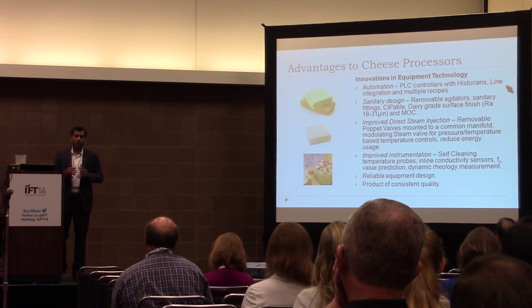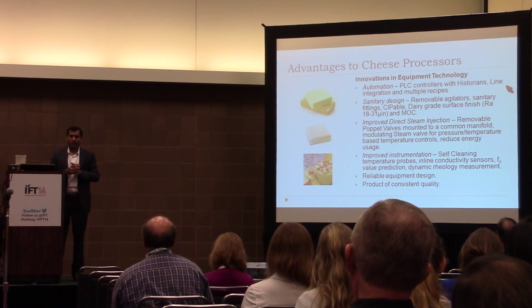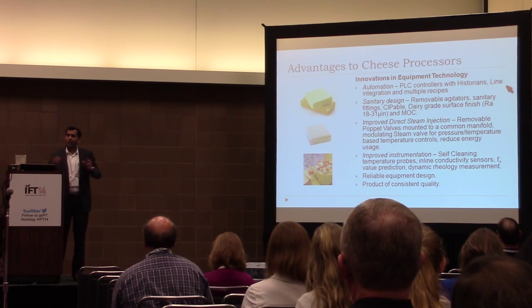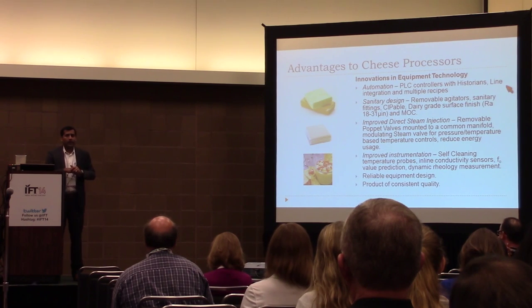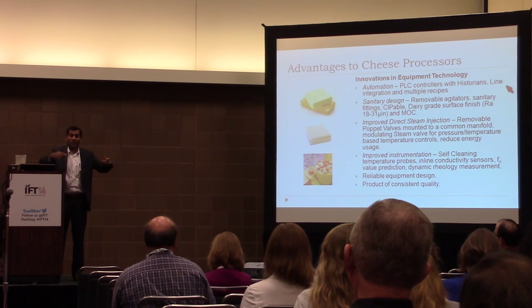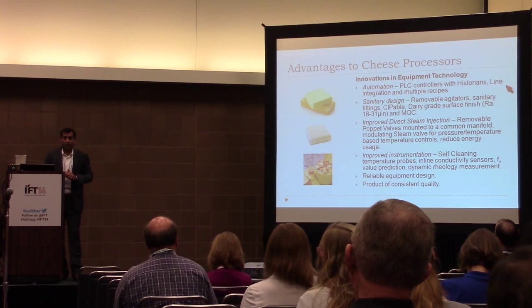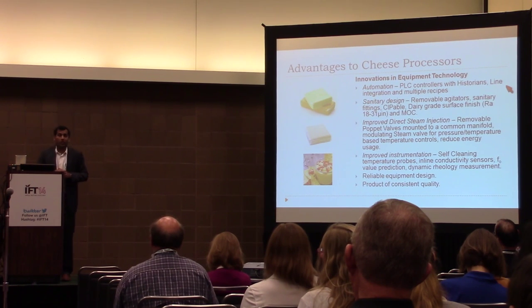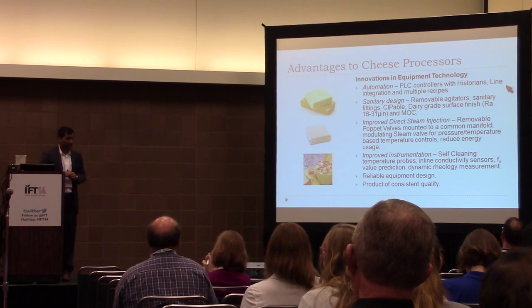Blentech designed this poppet valve, which has a 360-degree steam injection into the product. What that does is it impinges the way the steam is introduced onto the product, as well as accelerates the condensation process, which allows you to have reduced energy usage for a given volume of steam introduced into the machine. Improved instrumentation.